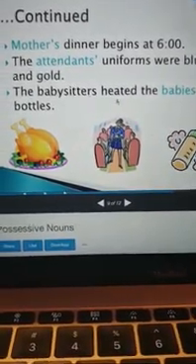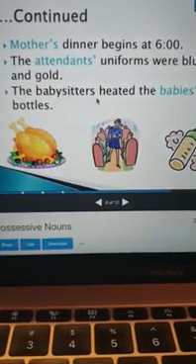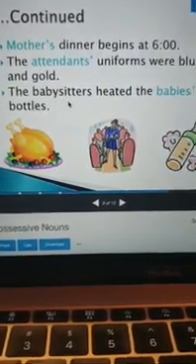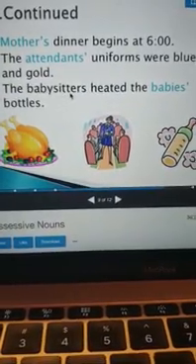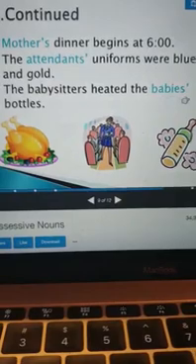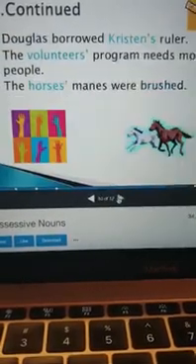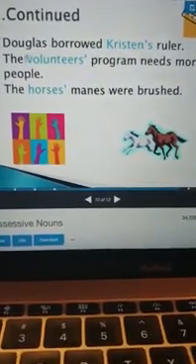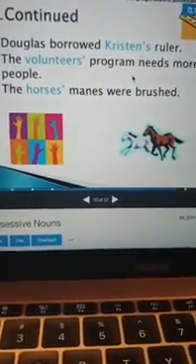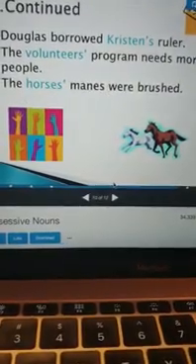The babysitters heated the baby's bottle. Here it is plural. We are talking about babysitters here. It is not about the apostrophe. It is the simple plural, babysitters. Here it is the apostrophe. Here it is a possessive noun. Douglas borrowed Kristen's ruler. The volunteers' program needs more people. The horses' manes were brushed.